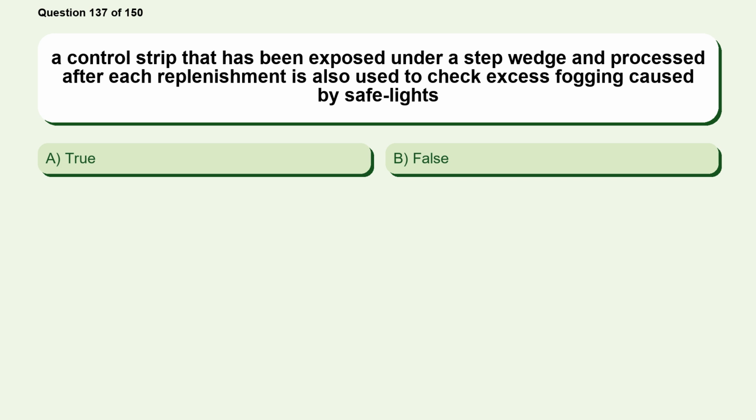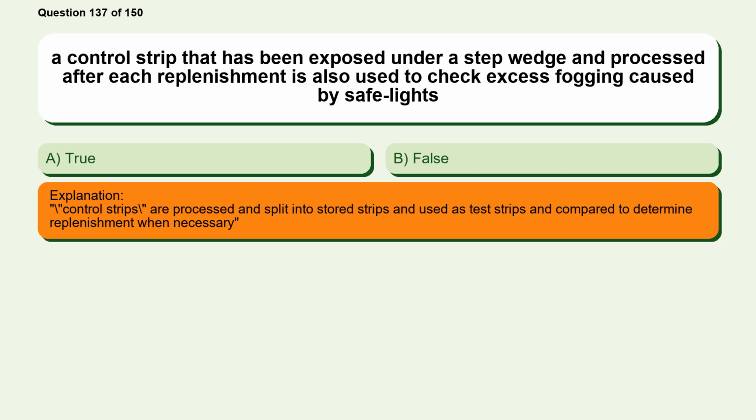Question 137. A control strip that has been exposed under a step wedge and processed after each replenishment is also used to check excess fogging caused by safe lights. Option A. True. Option B. False. The correct answer is option false. Control strips are processed and split into stored strips and used as test strips and compared to determine replenishment when necessary.